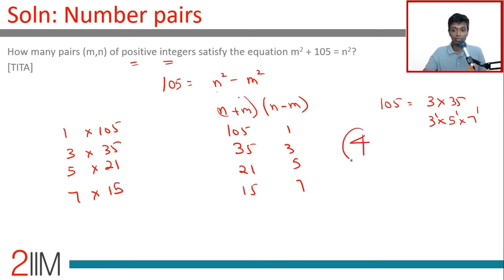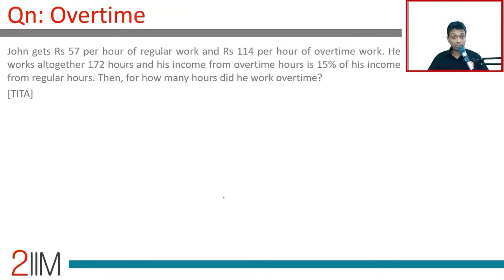So 4 pairs. John gets rupees 57 per hour of regular work and rupees 114 per hour of overtime work. Rupees 57 regular, rupees 114 OT. He works altogether 172 hours and his income from overtime hours is 15% of his income from regular hours. Let's say he works T hours like this. He works 172 minus T hours like this.